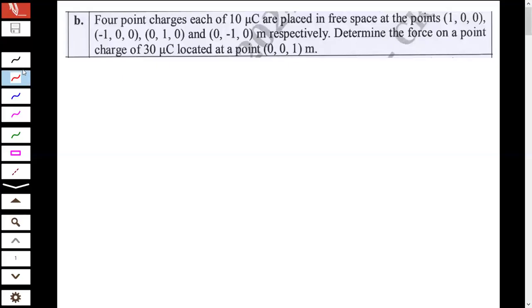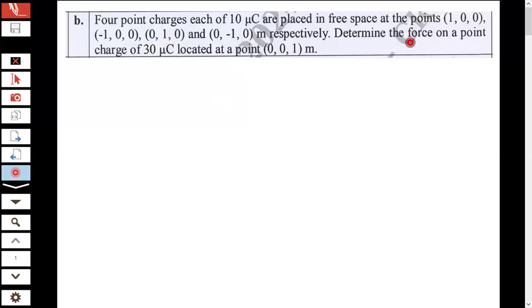Hello everyone. Let us start discussing this problem which was asked in VTU question paper. So let us read the problem and understand what is given. There are 4 point charges and each is 10 microcoulomb, which means all 4 charges are of the same magnitude. The medium is given as free space, which means epsilon should be taken as epsilon naught. And there are 4 points at which the 4 charges are present.